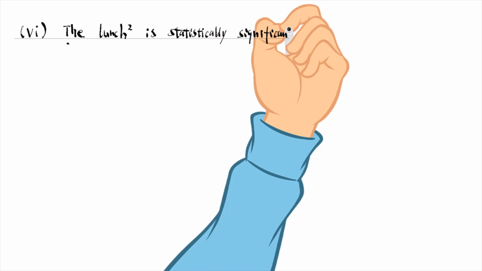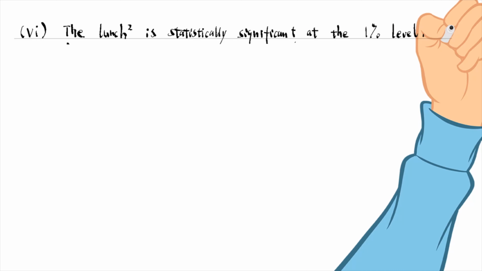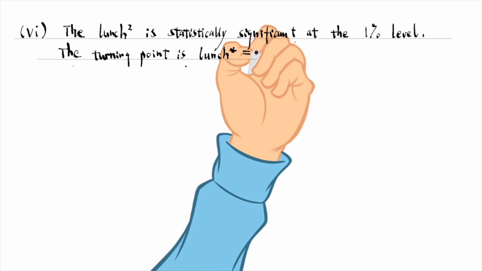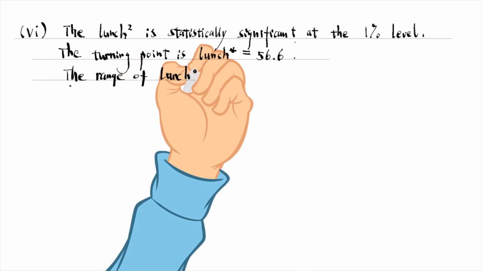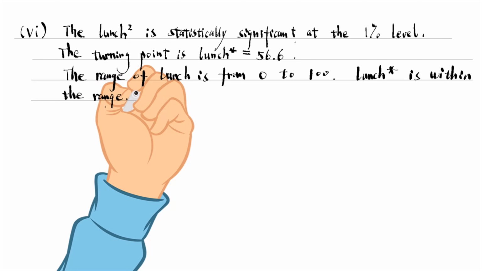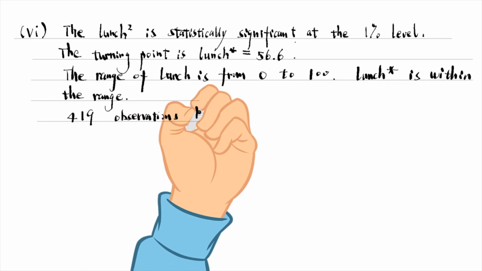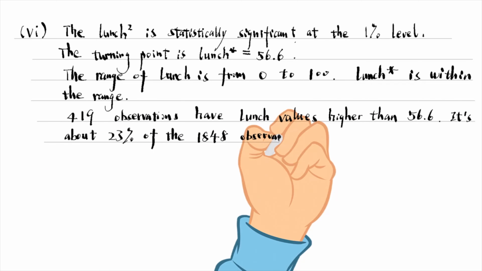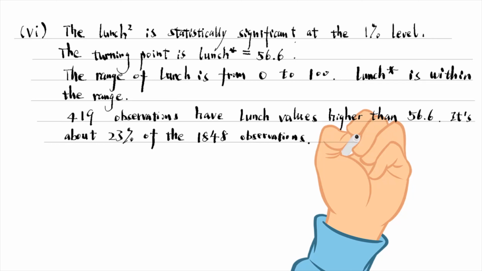In part 6, we add the quadratic term of lunch to the model, and we find that it is statistically significant at the 1% level. The turning point is 56.6. The range of lunch is from 0 to 100. The turning point is within the range. 419 observations have lunch values higher than the turning point. It is about 23% of the 1,848 observations in the model.